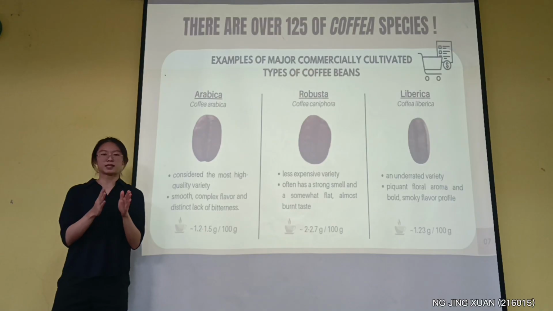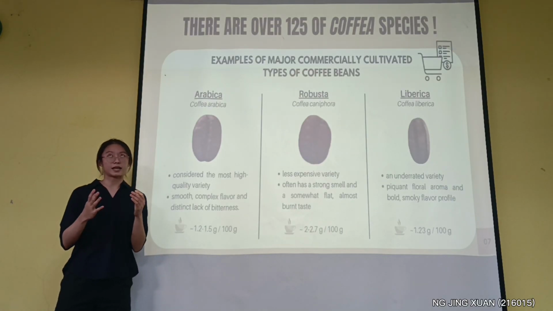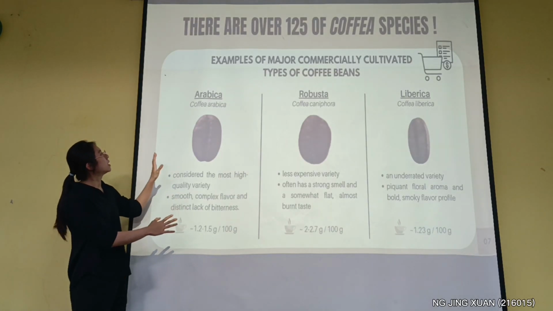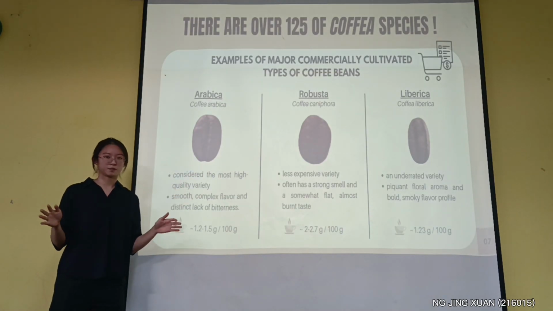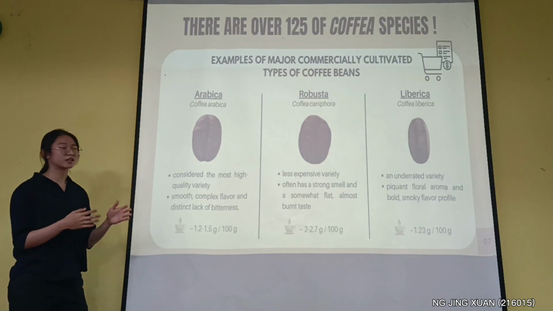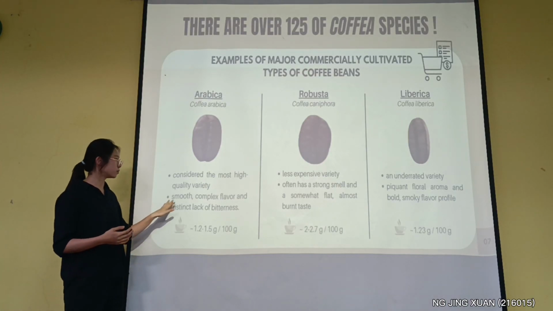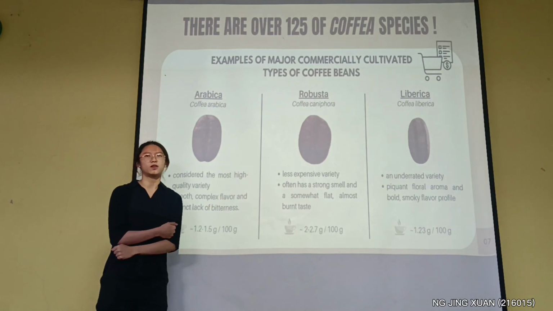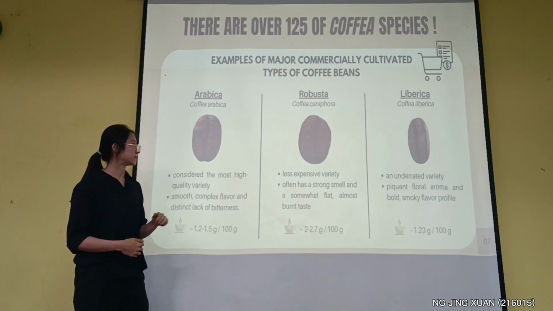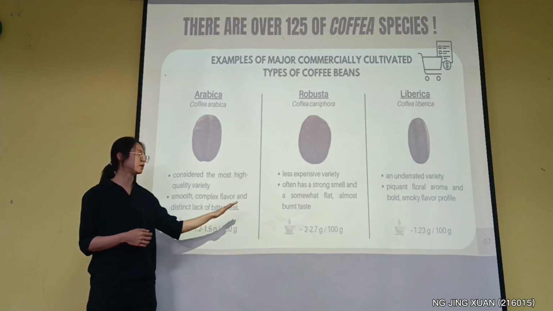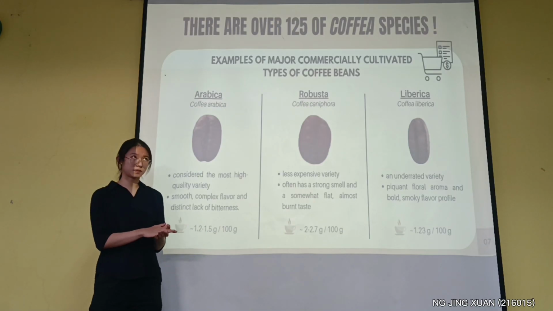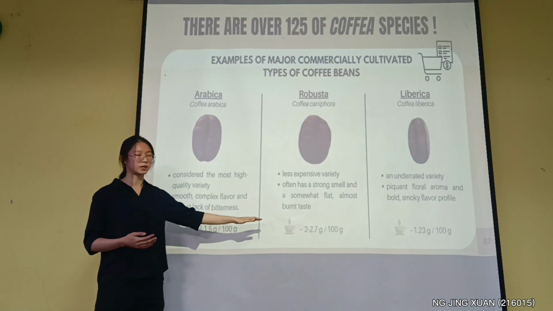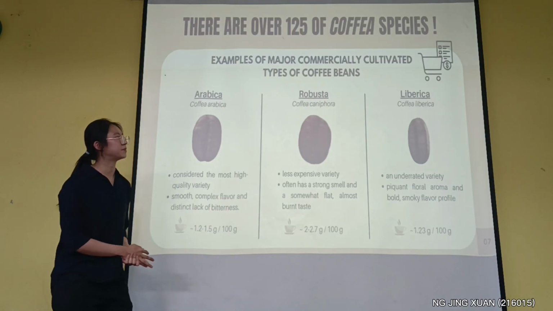as I mentioned before, genetics is one of the reasons why they have different flavors. Okay, so now imagine this. Arabica, Robusta, and Liberica, they're all different people. So Arabica is like the gentle one, and it has a smooth, complex flavor, with a distinct bitterness. Then Robusta is like the strong, bold, tough one. Okay, it often has a very strong smell and a somewhat flat, almost burnt taste, which is usually because it has a higher caffeine content, around 2 to 2.7%.